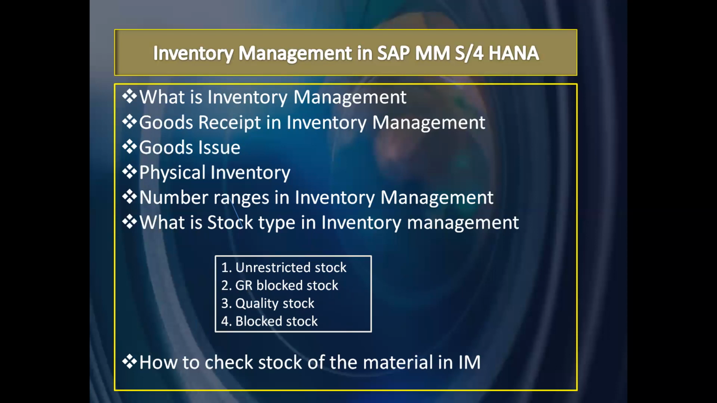Okay. Or that can be used. Means if the stock is available, if the type of stock is unrestricted, that means you can use that material for any department, for any activity. Second, GR block stock. GR block stock means goods receipt block stock. Means you have received that material, but you have kept it as a block stock. So there can be the reason behind this, why you kept it in block stock. Maybe the documents which you were expecting from the supplier are missing.